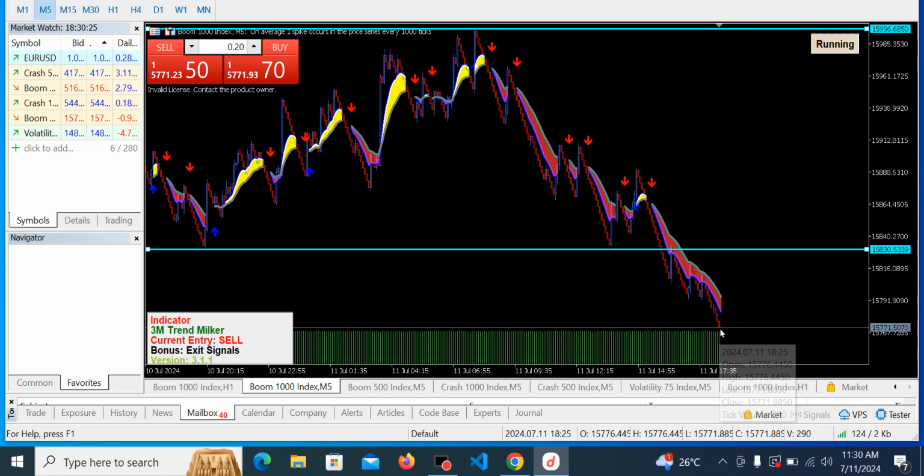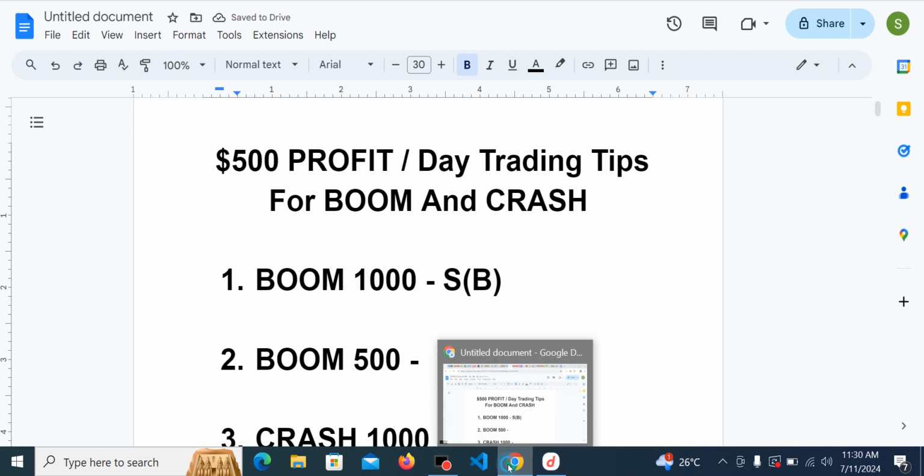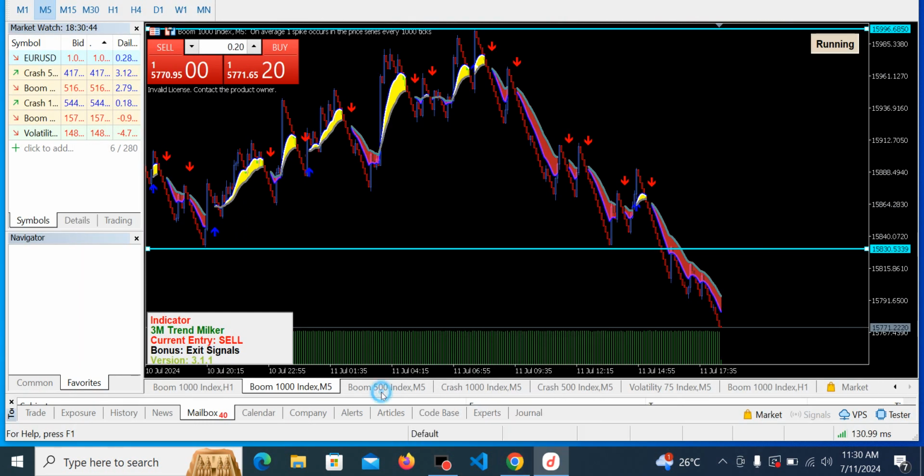If it should break out below the next support zone, then definitely it will keep on selling, but if it does not, it will go back on buy trend. Okay, so this is still selling at the moment until it is unable to break out below the next support zone. So let's check out the next asset, which is going to be boom 500.